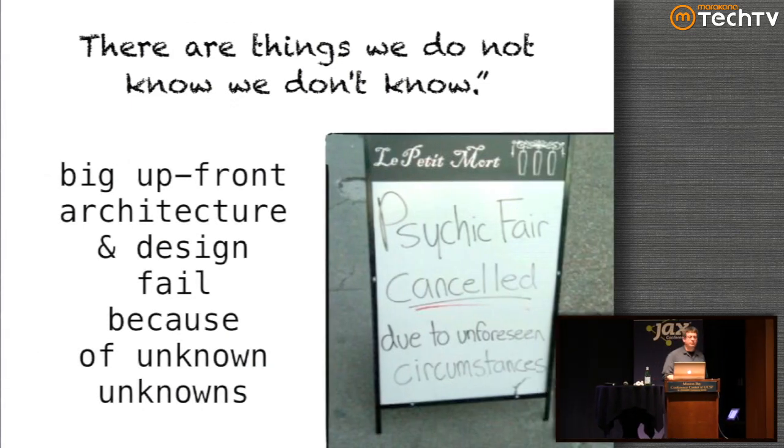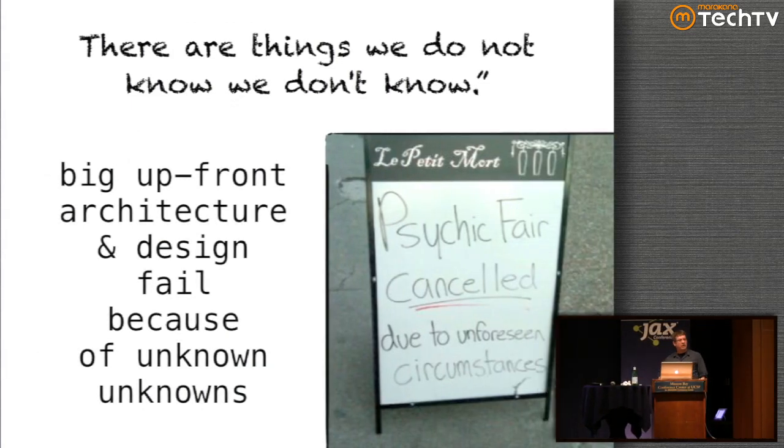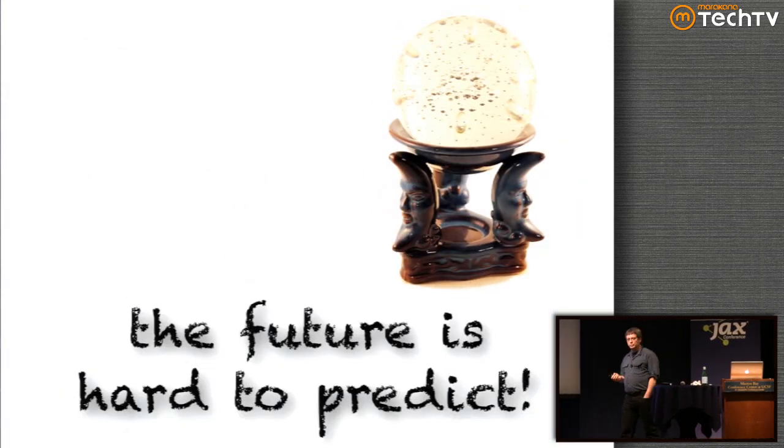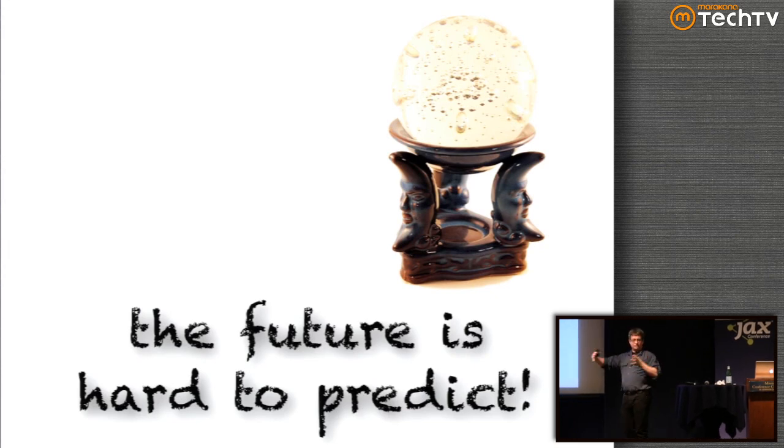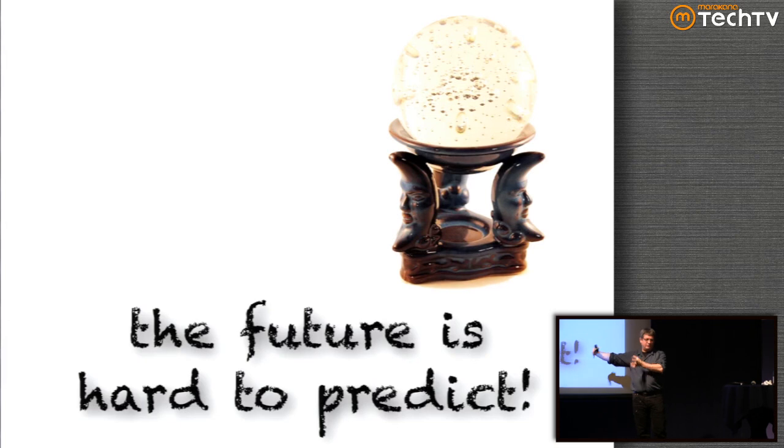Big upfront architecture and design fail because of unknown unknowns. There's just no way to resolve those things, because, as it turns out, the future is really hard to predict. And that's what you're trying to do if you do a whole lot of elaborate architecture and design work up front. You're trying to predict the future by saying, here are the constraints that we know are going to happen in the future, but you're always wrong about that.